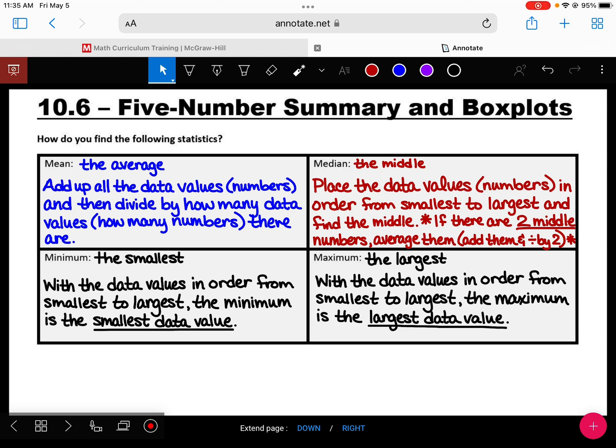After you guys get this information copied into those 4 boxes in your notes, I want you to practice finding these with the data set, the list of numbers that is right below these boxes. You will need a calculator to do the mean. If you don't have a calculator, you can borrow one from me, or you can use the calculator on your cell phone.